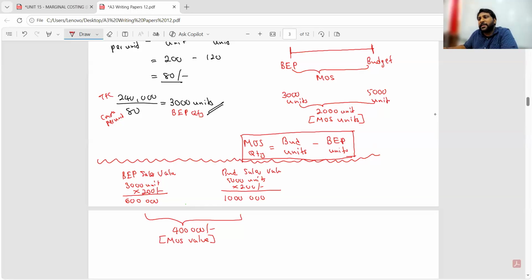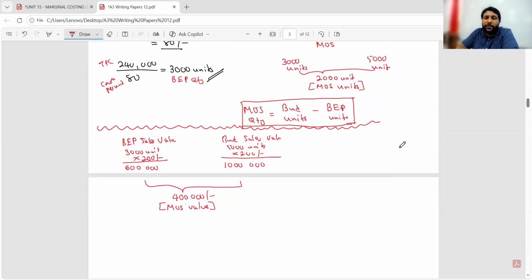So get the idea of margin of safety. What is the margin of safety? It is the gap between the budget and the break-even. If it is in units, margin of safety units. If it is in rupees, margin of safety value. Then create a formula for that. Margin of safety value equals budgeted sales value minus the break-even point sales value.